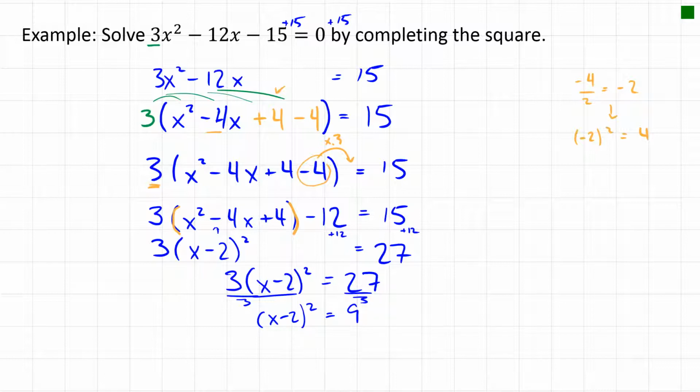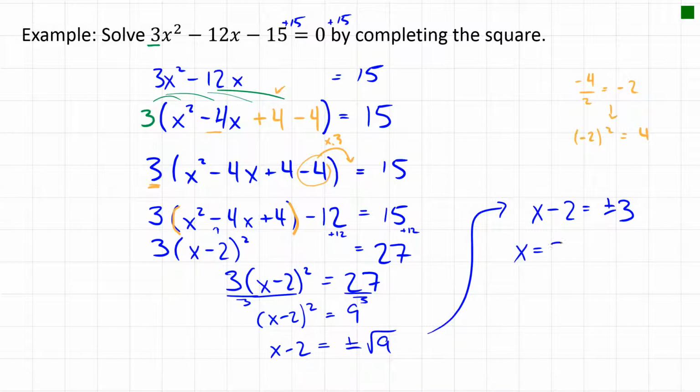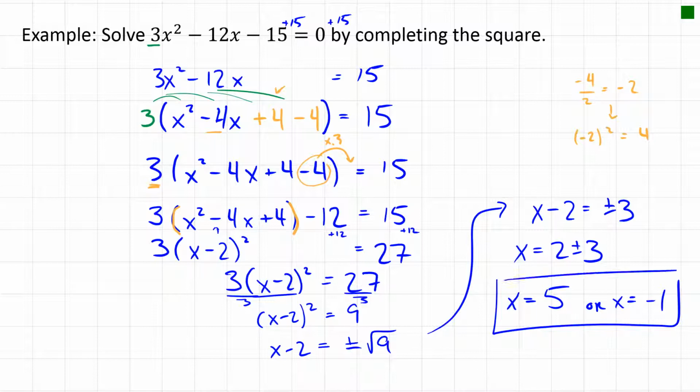And then I use the square root principle to say x minus 2 is equal to plus or minus the square root of 9. I have to continue my work over here, x minus 2 is equal to plus or minus 3. So that means that x equals 2 plus or minus 3, or x equals 2 plus 3 would be 5, or 2 minus 3 would be negative 1. So those are my two solutions to that quadratic equation.